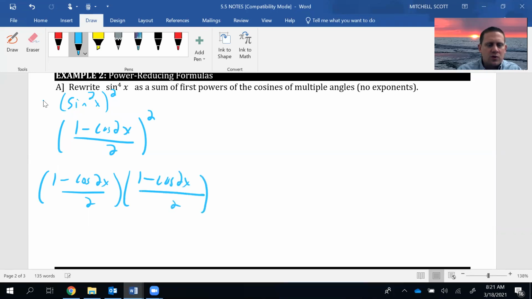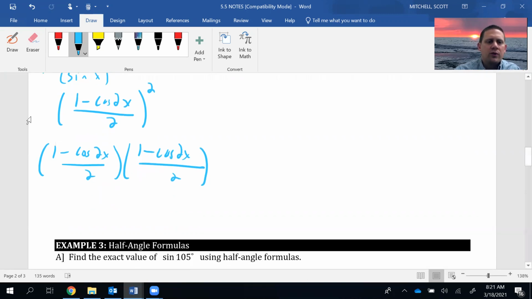Because that's what this is. When you square something, you actually have it twice. So if we FOIL this, you get a 4 on the bottom. So you're just multiplying across the top and across the bottom. Across the top, you have to FOIL your first.